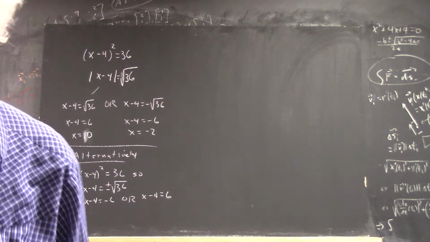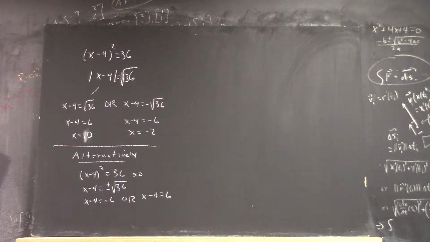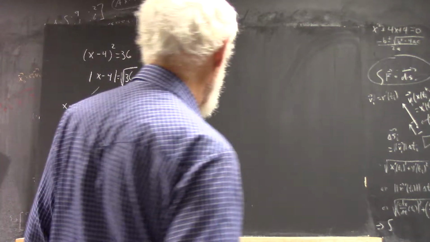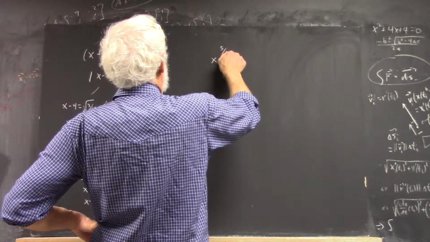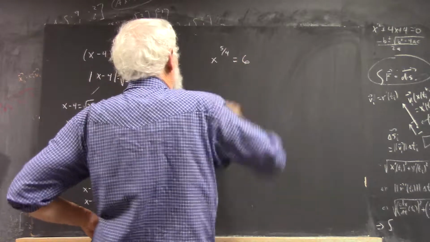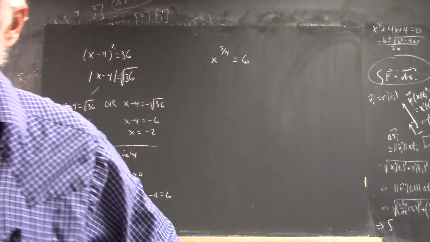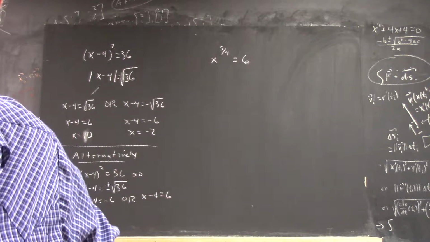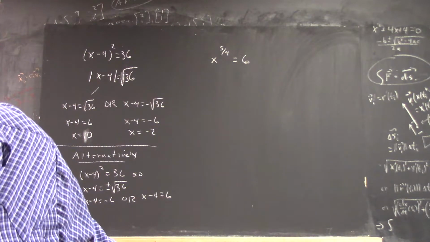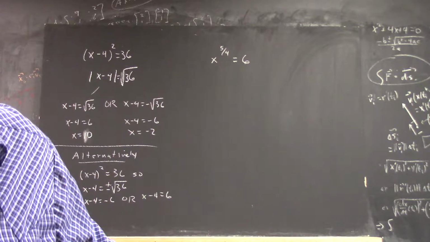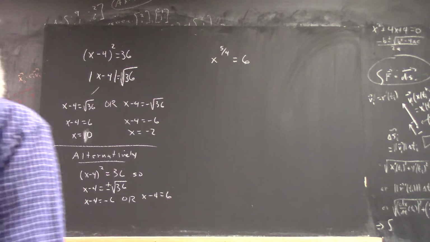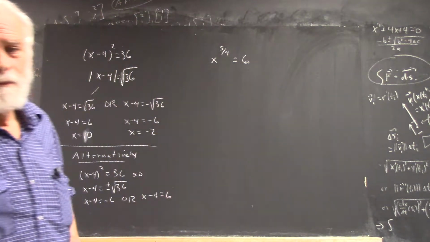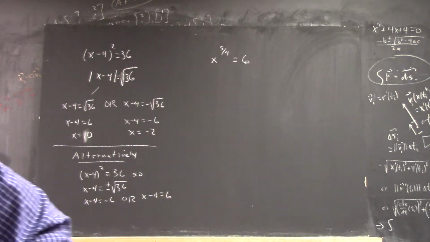So the two big things I'm kind of testing here is, do you know what to do when you have denominators? Do you know what you do when you have a quantity squared equal to something? And then there's a third thing. How about x to the 5 over 4 equals 6? How do you solve that one? Take the fourth root of the fifth power of x. That's true. But that's not the easy way to solve it.